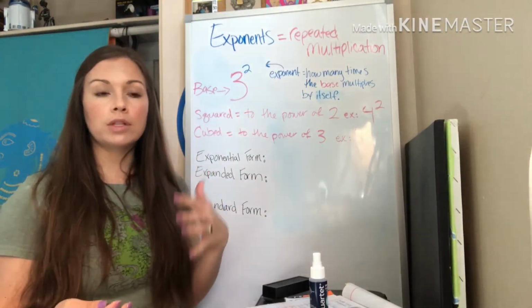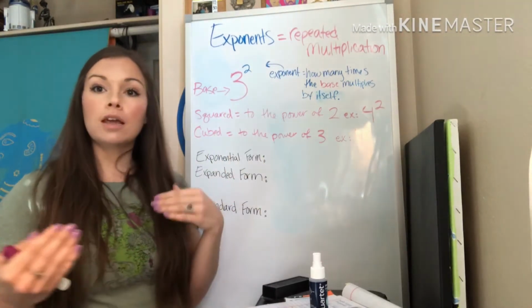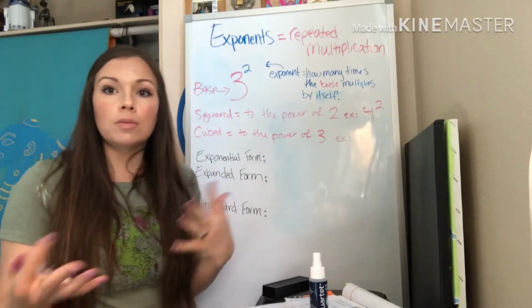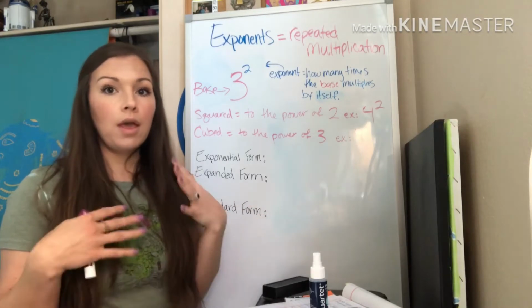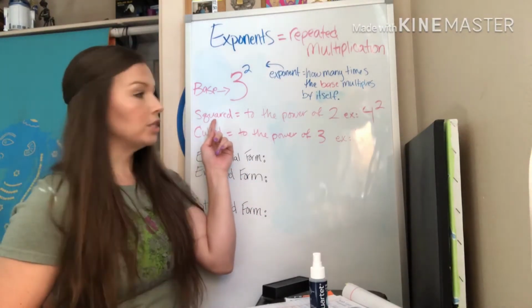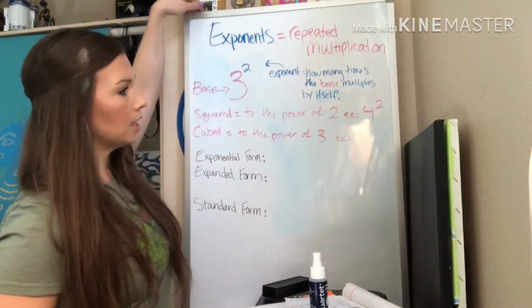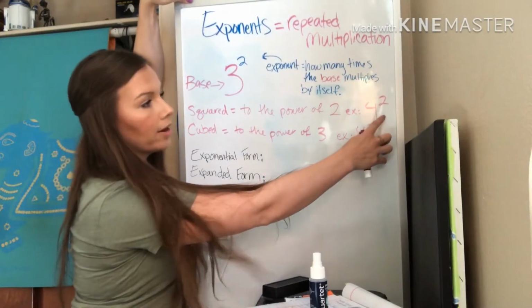A couple of terms with exponents. All of them, you could say 3 to the power of 2, 2 to the power of 3, 2 to the power of 4, 2 to the power of 5. But a couple of them do have specific terms. So we have squared, which is anything to the power of 2. So the example here would be 4 squared.